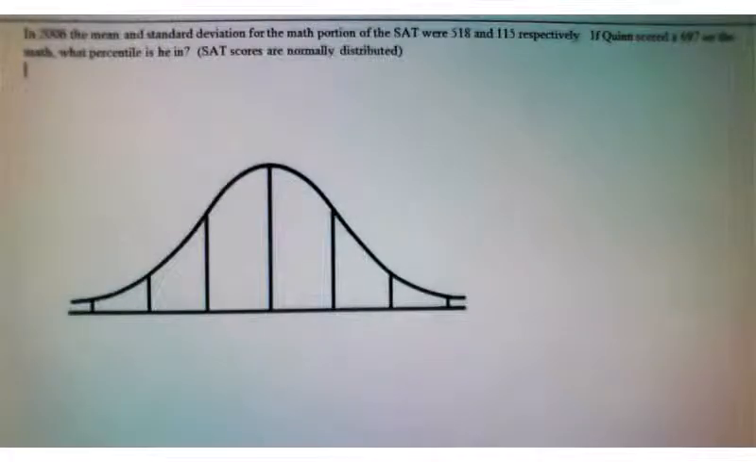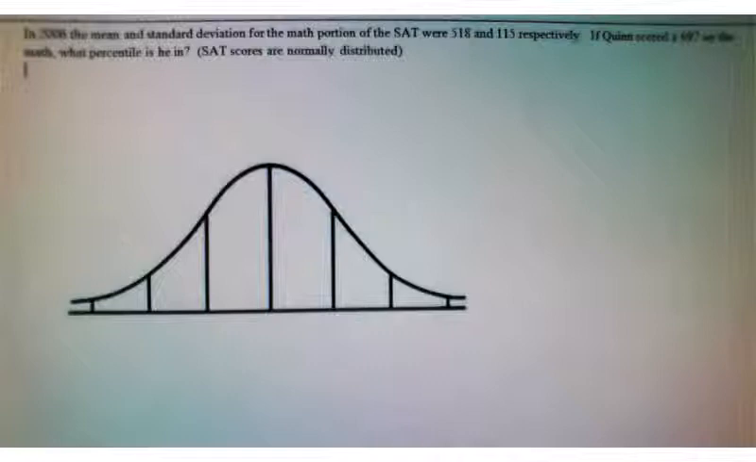One final example we're going to look at is related to a different data set, so no more pop bottles on the machines. This time we're looking at SAT scores. In 2006, the mean and standard deviation for the math portion of the SAT were 518 and 115 respectively. If Quinn scored a 697 on the math, what percentile is he in? Keep in mind, SAT scores are normally distributed.